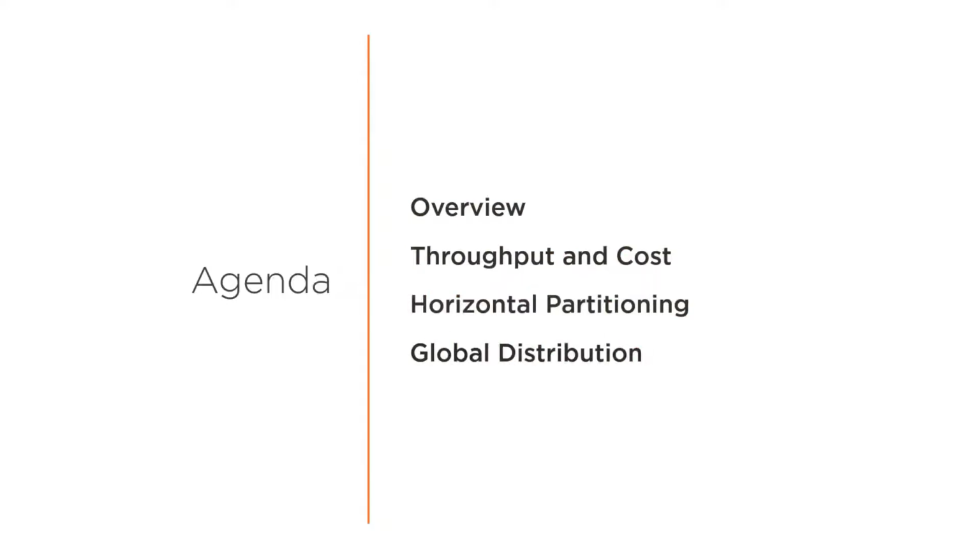Now, those 3, throughput, partitioning, and global distribution, are core concepts in Cosmos DB. But we're going to spend a lot of time in the overview section talking about everything else. The overview is going to be quite a bit of a grab bag that sets the stage as broadly as I can in the amount of time that we have.